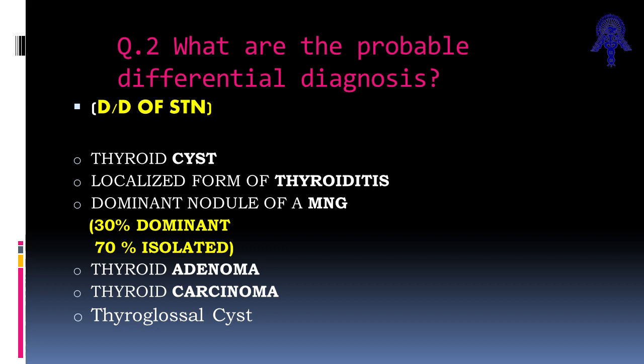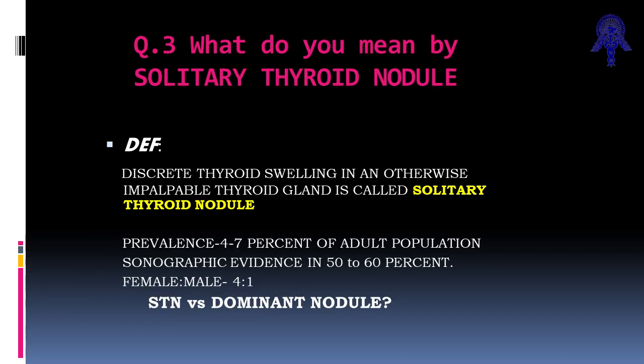Now, what is the meaning of dominant nodule? Dominant nodule means the overall gland is nodular, out of which a single nodule is clinically well appreciable. Solitary thyroid nodule means overall the thyroid gland is not palpable and you can appreciate only a small nodule, right? So it can be a multinodular goiter, it can be a toxic nodule, a solitary thyroid nodule, or a dominant nodule. The other differential diagnosis may be thyroid adenoma or carcinoma, which we will discuss later on.